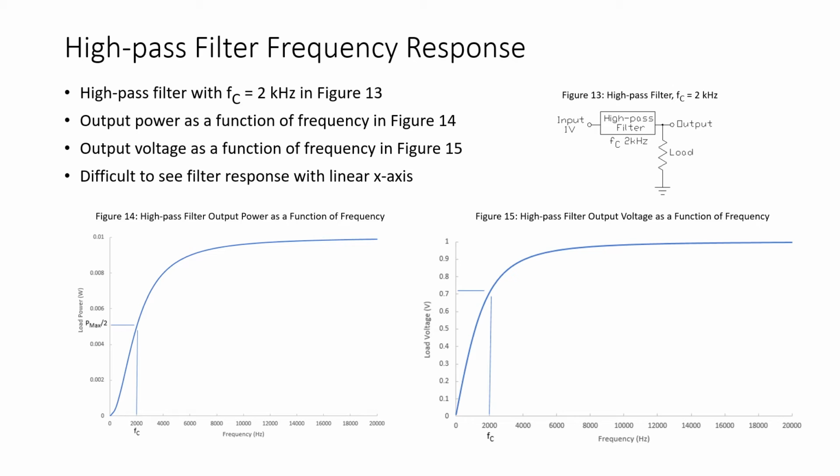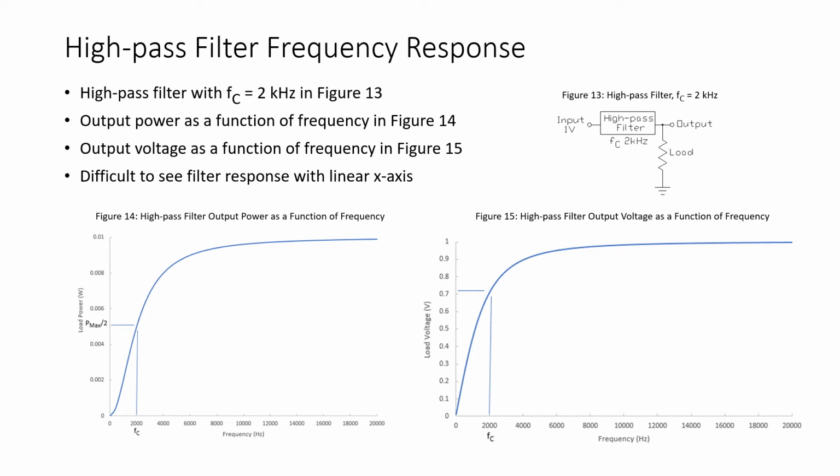Now we look at the frequency response of a high pass filter, and in figure 14 we see the output power of the filter as a function of frequency, and in figure 15 we see the output voltage plotted as a function of frequency. And again, our filter has an input voltage of 1 volt and a cutoff frequency of 2 kilohertz. And these two plots, figure 14 and 15, again, are plotted with a linear x-axis. Again, the distance between 0 hertz and 2000 hertz is the same as the distance from 2000 to 4000.